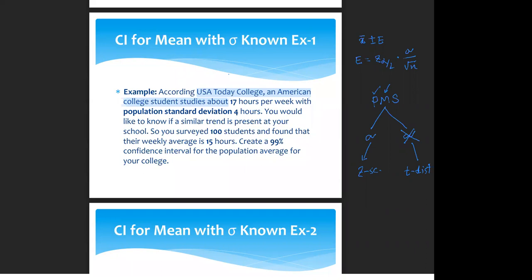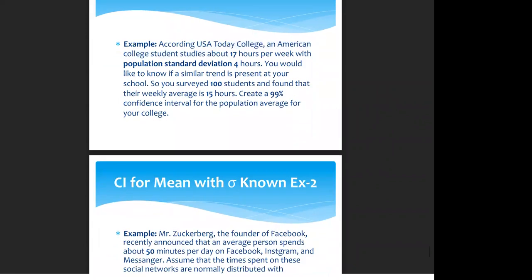All right, now we have done this problem last time, but I'm gonna go ahead and do it again, all right? So this one, according to USA Today College, an American college student studies 17 hours per week with population standard deviation 4 hours. You would like to know if a similar trend is present at your school. So you surveyed 100 students and found that their weekly average is 15 hours. Create a 99% confidence interval for the population average for your college.